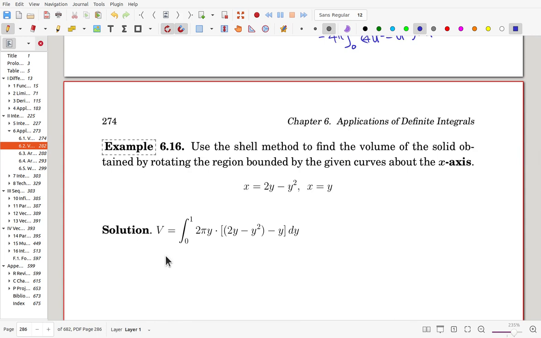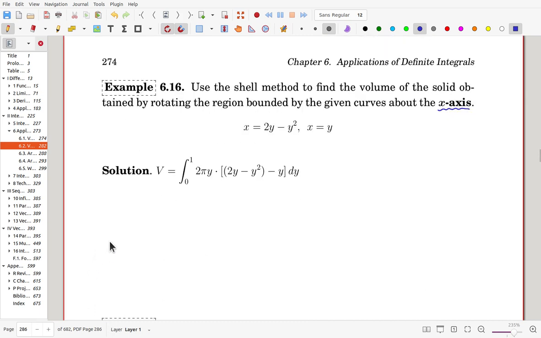Use the shell method to find the volume of a solid obtained by rotating the region bounded by the given curves about the x-axis. Now, the rotation is about the x-axis. We have to understand the problem better. Again, a good way is to sketch. Let's make a picture for that.